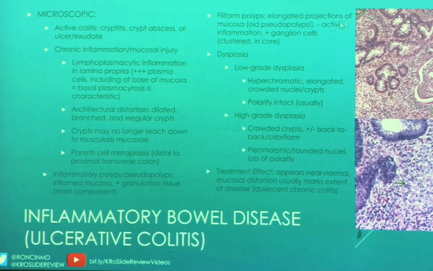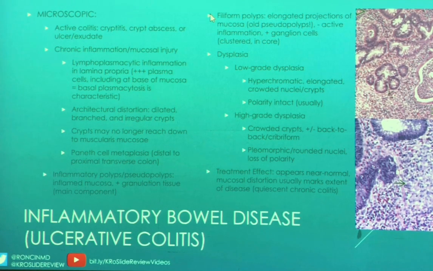And again, just to point out that this should be distal to the proximal transverse colon, because it's normal to find it in the proximal colon, so the right colon and the proximal transverse. If you have inflammatory polyps or pseudopolyps, they will have inflamed mucosa, and pretty much what makes up the polypoid part, again, is that granulation tissue.